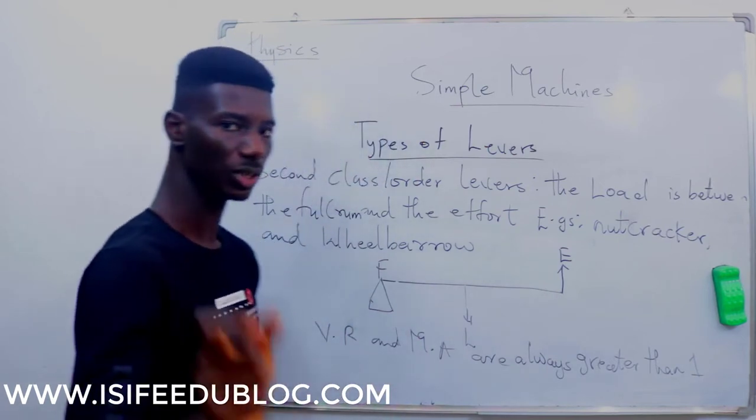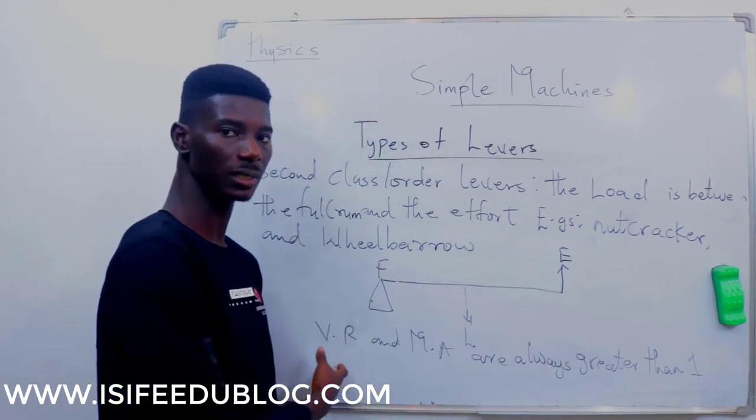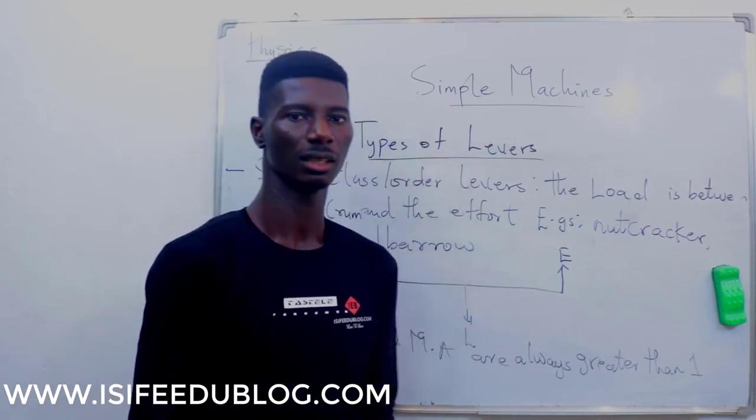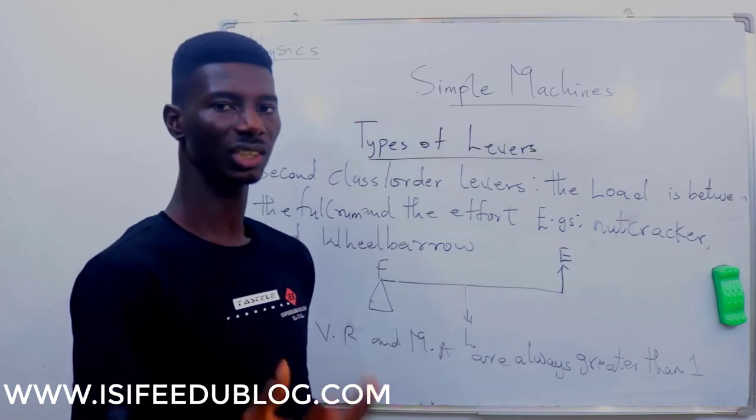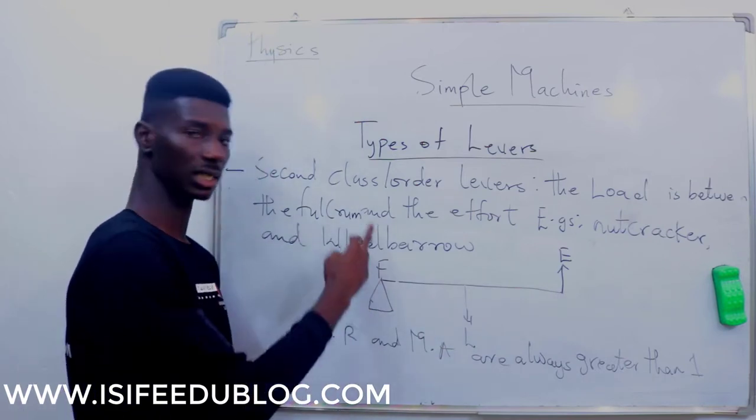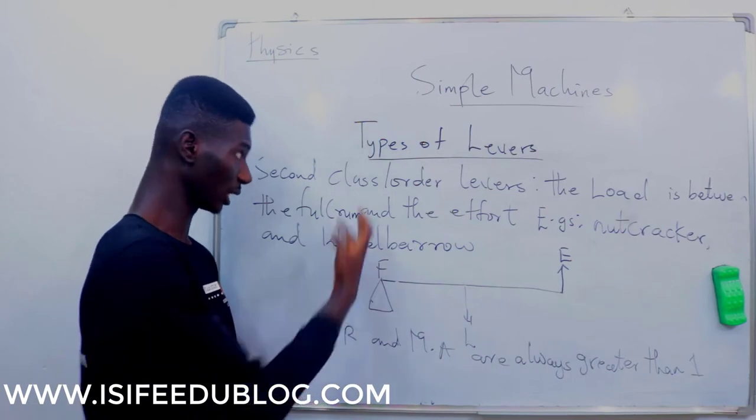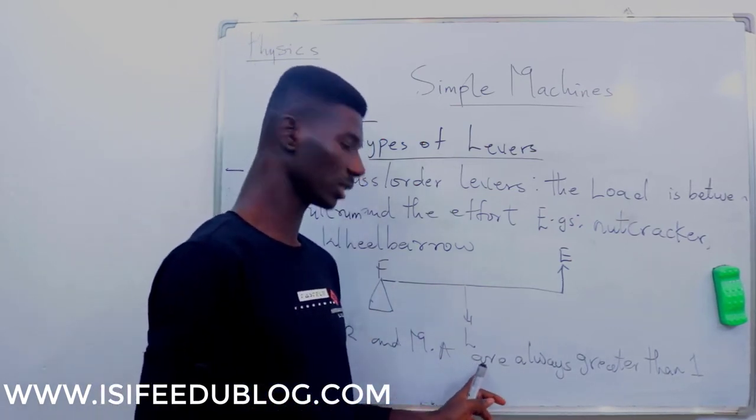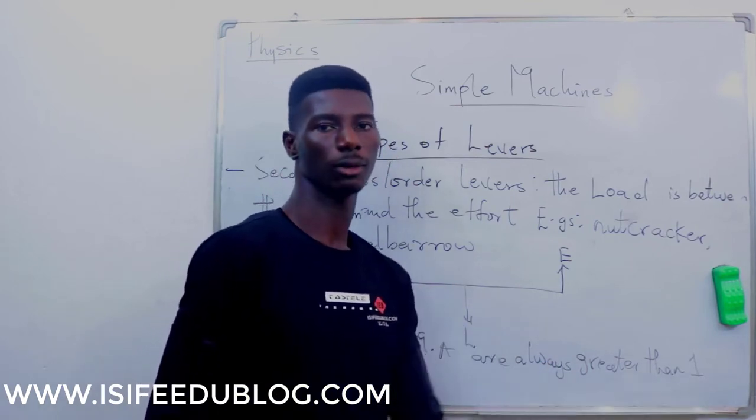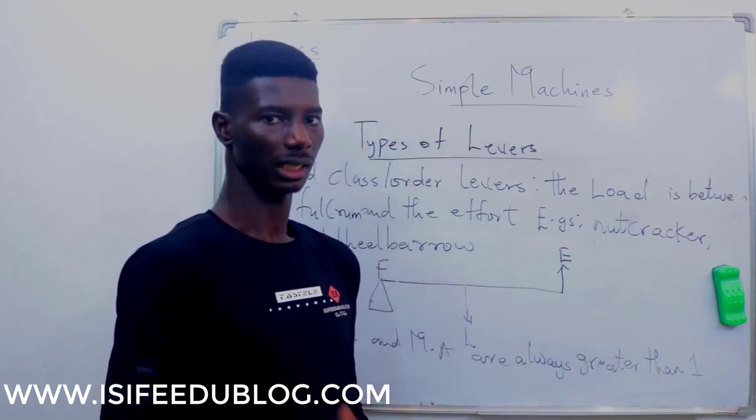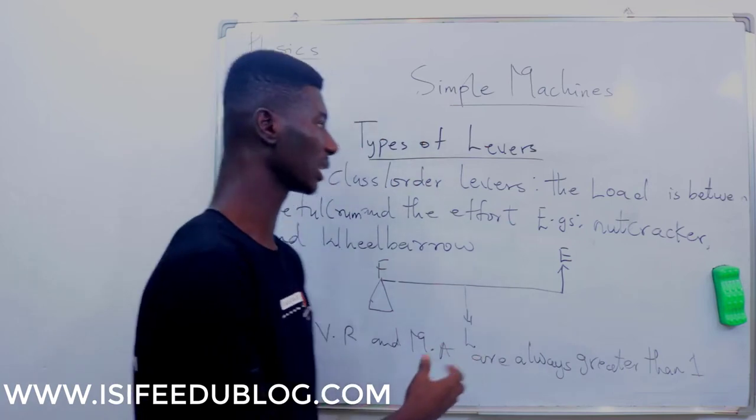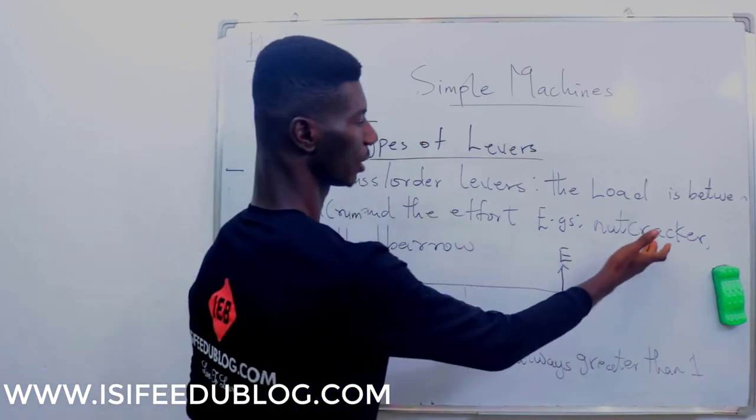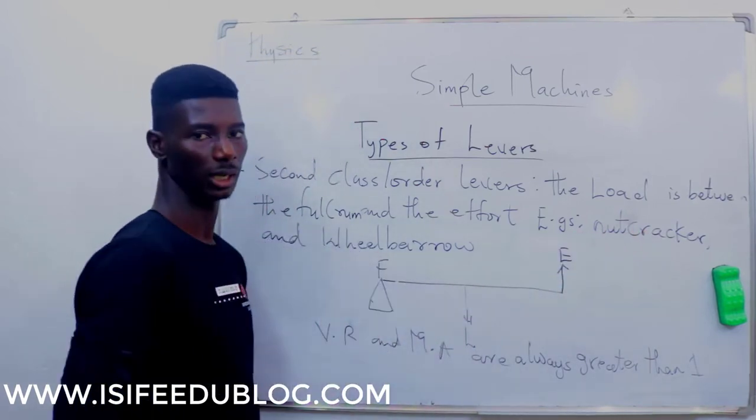Another thing they normally ask you in your post-UTME is this. Note this. They will ask in which of these classes of lever the velocity ratio and mechanical advantage are greater than 1. That is in the second class. Please note that. In a second class lever, the velocity ratio and mechanical advantage are always greater than 1, unlike the next one we are going to enter. So note that examples of second class levers are the nutcracker and the wheelbarrow.